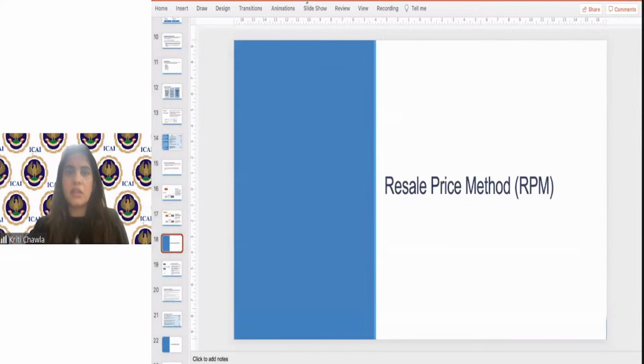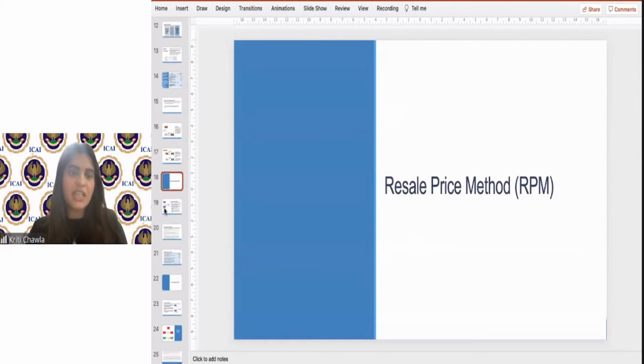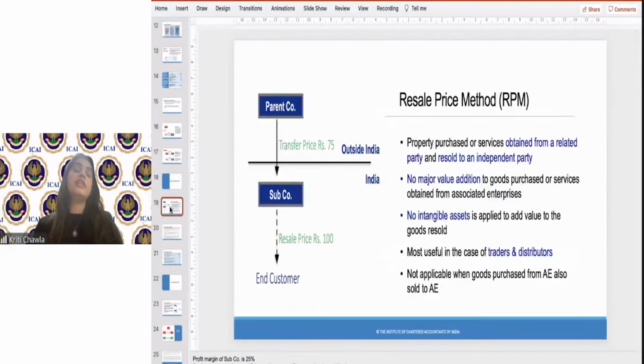Okay. Now let's go to the next method, which is the resale price method. The resale price method, as the name suggests, is used in cases in which resale is actually involved. Now, what is the situation in which resale is involved? Well, do you see resale happening in case of traders and distributors? So what is the role of a trader and distributor?